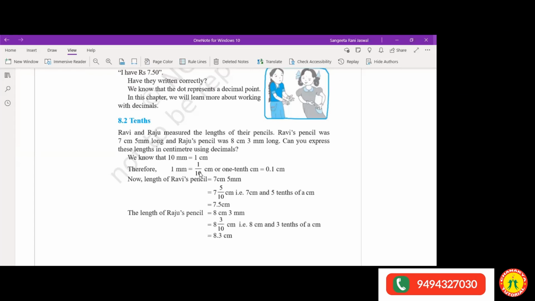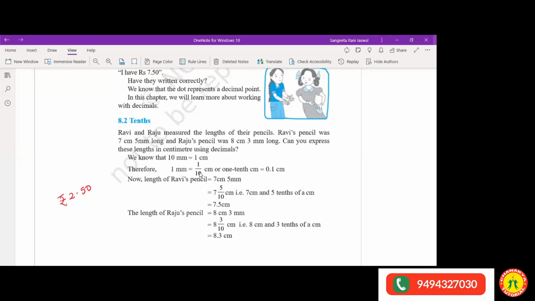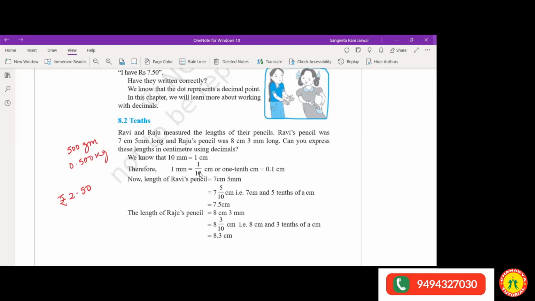Suppose we go to a shop and you buy a pencil, and the shopkeeper says it is 2 rupees 50 paise. How will you write that? 2.50. So we see decimals here. Or the weight of vegetables or fruits we buy at the shop. Suppose you purchase some tomatoes and the vendor says it's 500 grams. How will you write 500 grams in terms of kg? 0.500 kg, or 0.5 kg. So these are very common places where we see decimals.